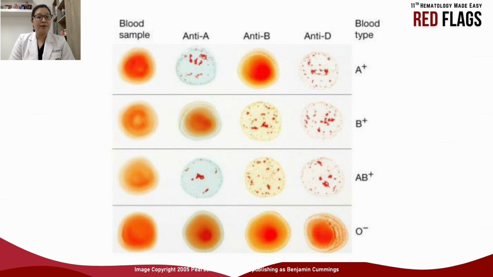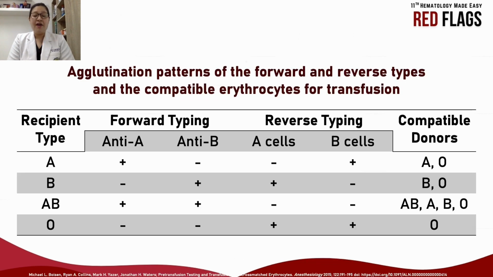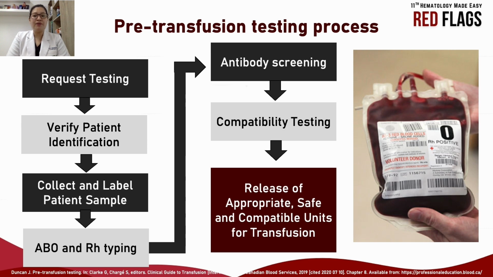Results of the forward grouping must agree with the reverse grouping before the patient's blood type or ABO type can be considered valid. Presented in this table is the agglutination patterns of the forward and reverse types and the compatible erythrocytes for transfusion for faster reference. Antibody screening should be performed on all patients who may require transfusion support.